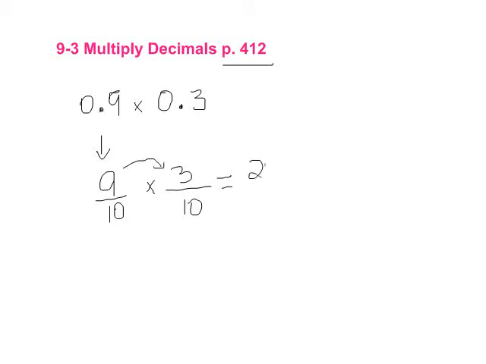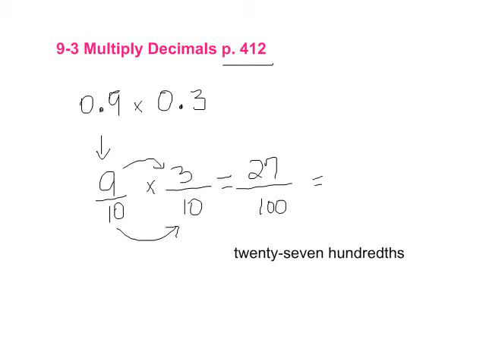9 times 3 is 27. 10 times 10 is 100, so that becomes our denominator. In looking at this answer, we want to see how we can put this into words. It is 27 hundredths. How can we then write this as a decimal number? It becomes 0.27. Notice that this last place value is the hundredths place value.